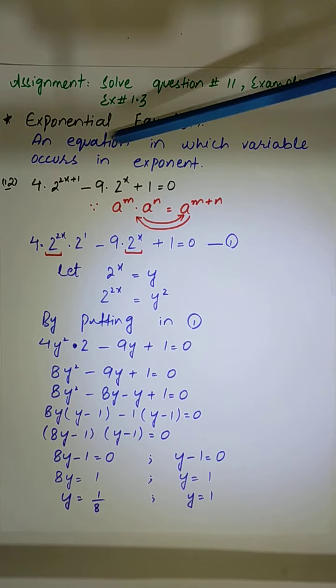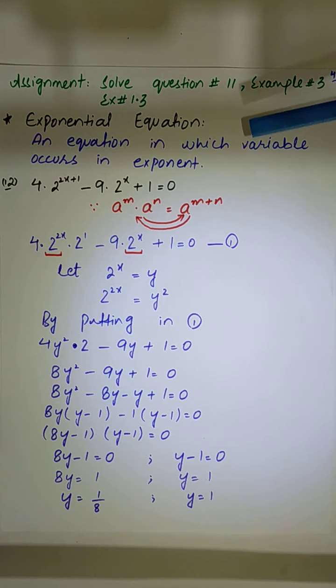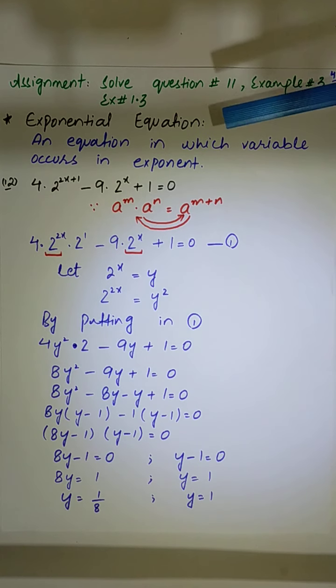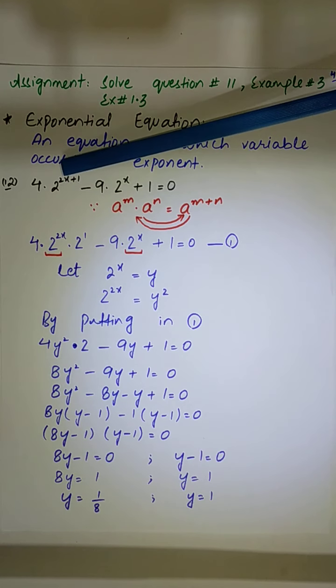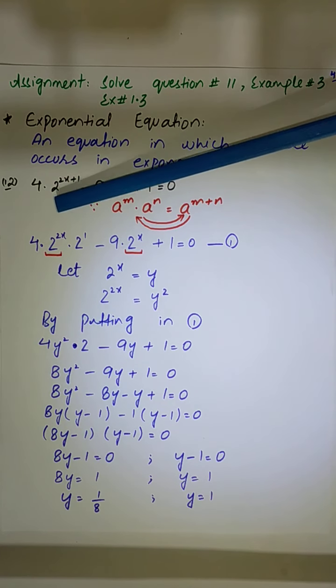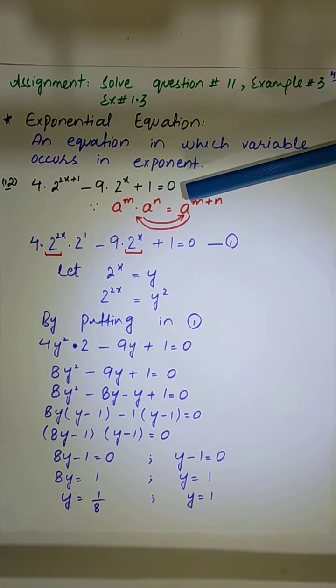The variable occurs in the exponent of some base, because you know when there is a base there is an exponent. So the variable occurs as exponent of some base. For example, any value that is a and the power is x, it means x is a variable, which occurs as exponent of base a. So let's start the question. Question number 12. Here is an example of an exponential equation: the variable x occurs as exponent of 2. Exponent means power of 2. So we call this equation an exponential equation.